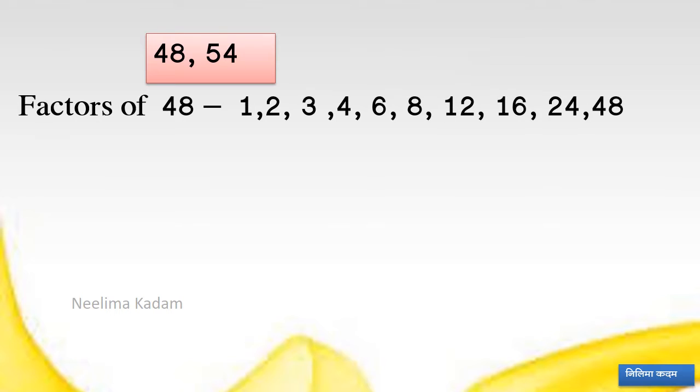Another example, 48 and 54. Okay, first step, we have to find out the factors of 48. So factors of 48: 1, 2, 3, 4, 6, 8, 12, 16, 24 and 48.